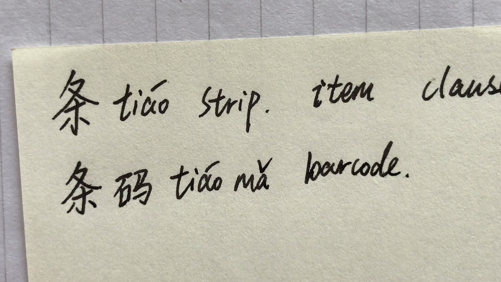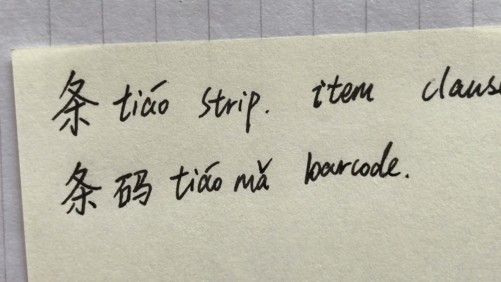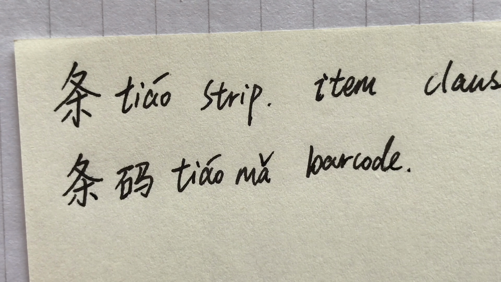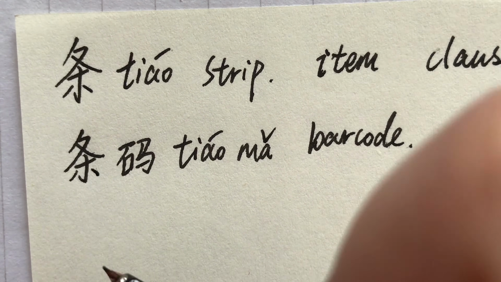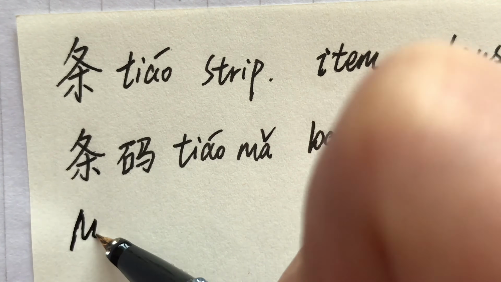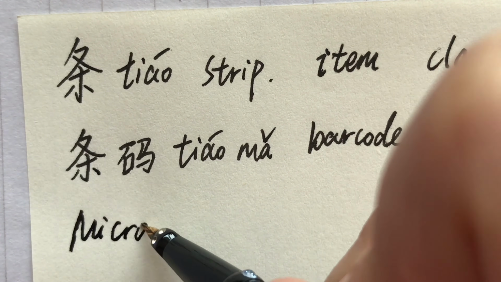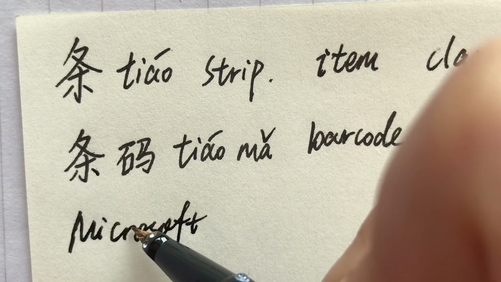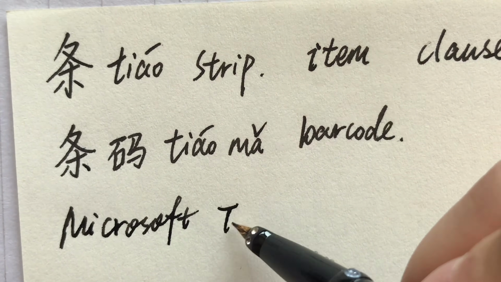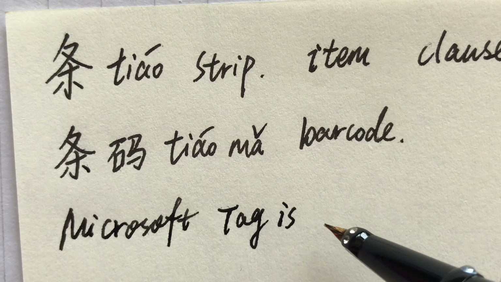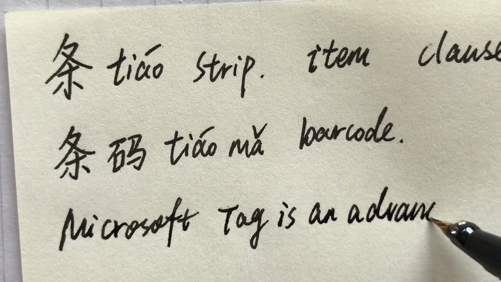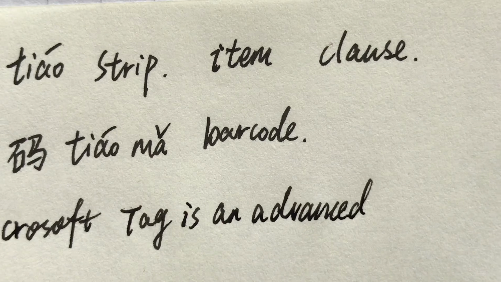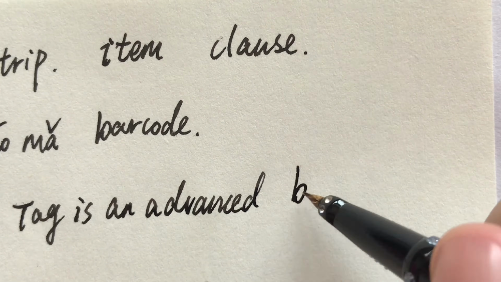Microsoft Tag is an advanced barcode technology. 微软标签是一项高级的条形码技术。Microsoft Tag is an advanced barcode technology.